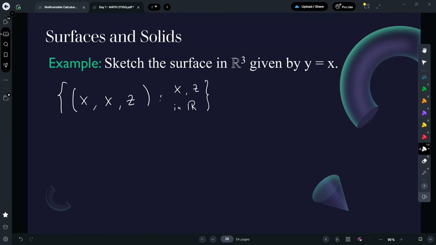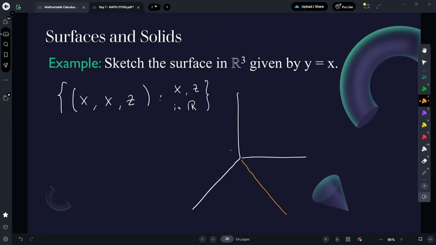How do I figure out what that is? I can start by figuring out what happens when z equals 0. So I have at least what is happening in the xy plane. In the xy plane, if z is 0, it's all the points (x, x). So the y and the x are the same, and that is that line over there.